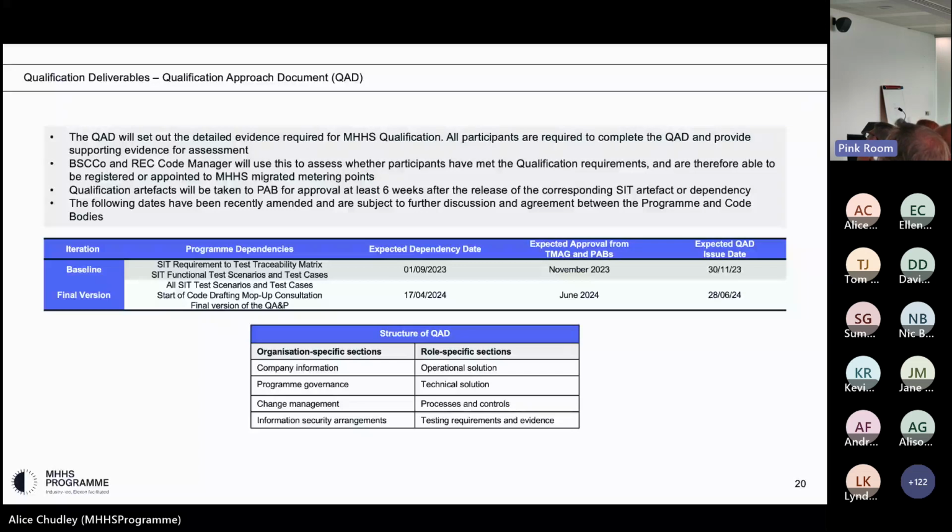What will be in the document? The qualification assessment document itself will be split into 2 sections. The first part would be the organization specific part.